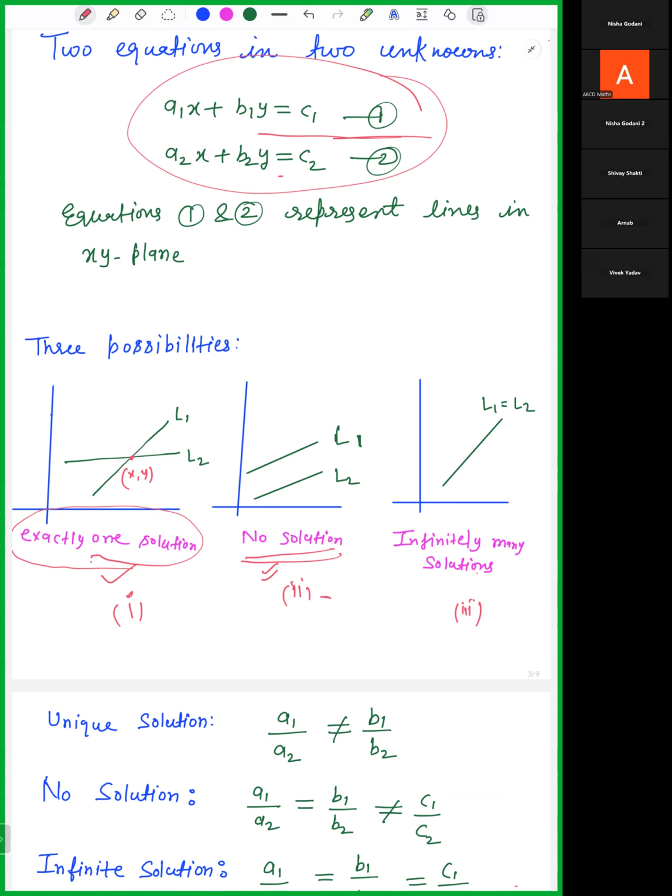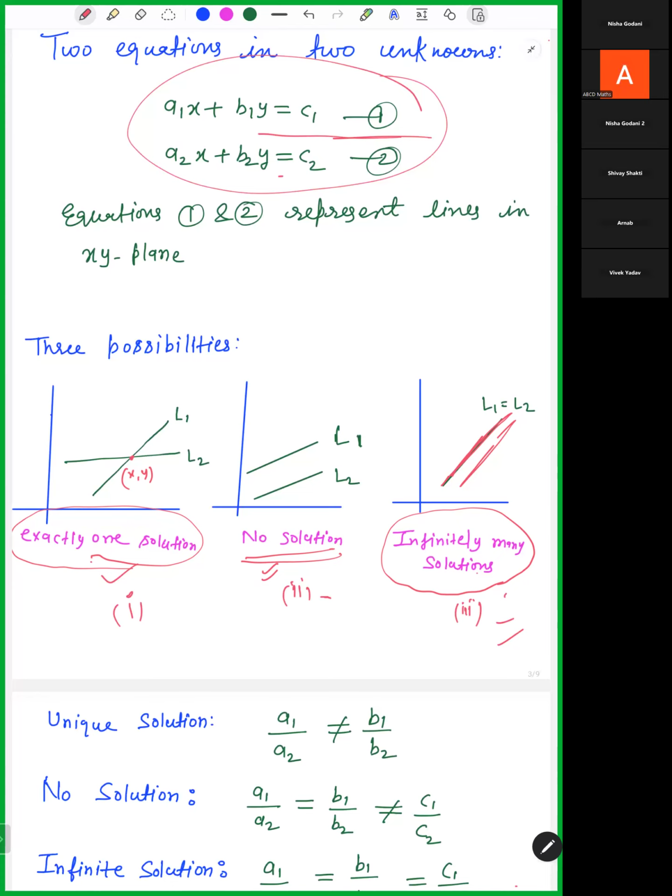And another case is when these coincide, overlapping. So how many points are there which are lying on both? You can see that on this line, all the points are lying on both. This means there are infinitely many points which are satisfying both. So the system has infinitely many solutions. So geometrically, for a system of two equations in two unknowns, we can understand the solution like this.